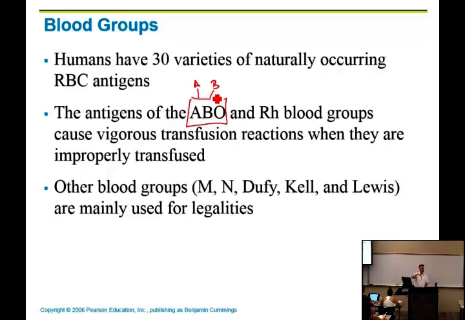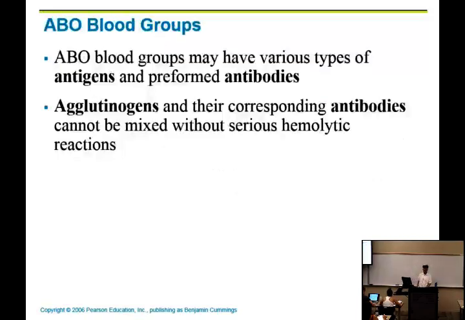Do you have both, or do you have neither? And then the Rh factor is a separate antigen attached to the surface of the blood cells, and there's only one. So if you have it, your blood is positive. If you don't have it, your blood is negative. Now again, there are more than 30 varieties of different antigens, but the main ones that determine compatibility are the ABO antigens and the Rh factor.